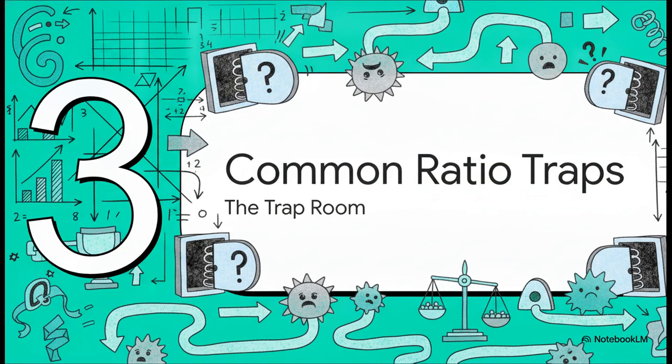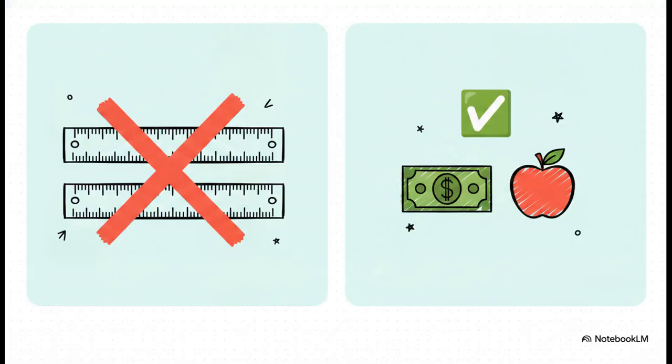All right, on to Section 3, Avoiding Common Ratio Traps. Welcome to the trap room, folks. Here is the first trap on the board. A lot of people out there think ratios can only compare things that have the exact same units, like inches to inches. Well, I'm here to tell you that is totally false.